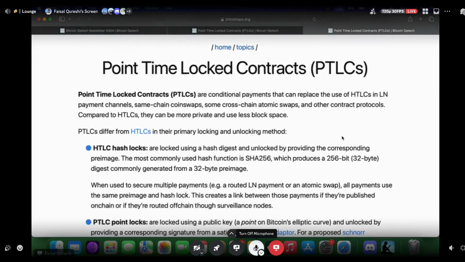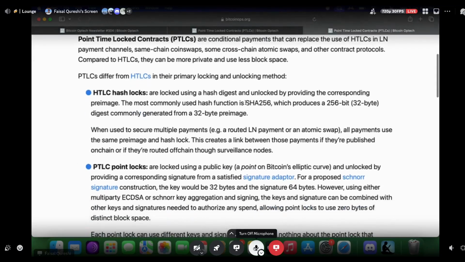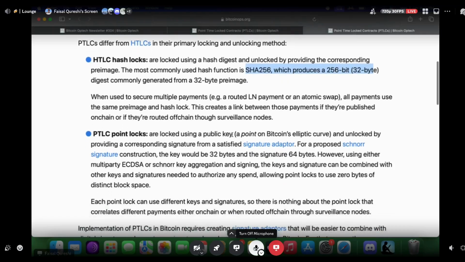Right, makes sense. Yes. So in HTLCs we use SHA-256, which produces a 256-bit digest, and in PTLCs we use a point on the elliptic curve.